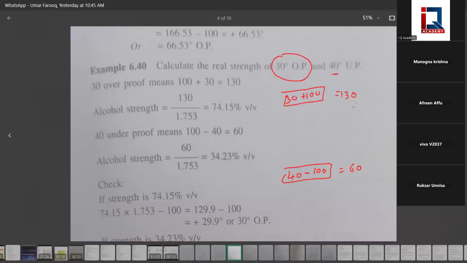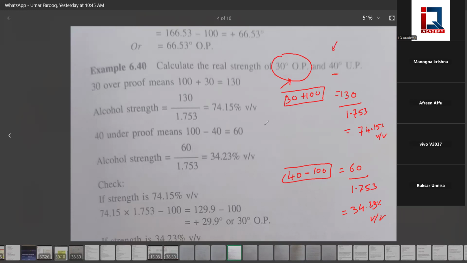There we multiplied, here we are dividing. So 130/1.753 and 60/1.753. So 130/1.753, I'm going to get 74.15% volume by volume. And here you are going to get 34.23% volume by volume. So either they give you the degrees, you can convert it into percentage, or they give percentage, you can convert it into degrees.